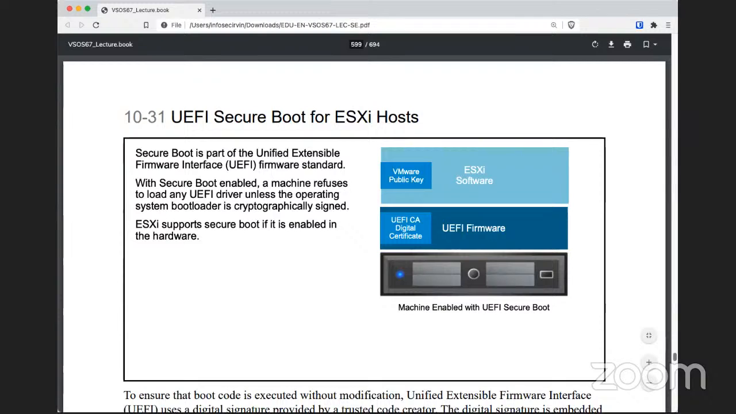Hosts that have UEFI, make sure that that is running with secure boot. ESXi supports secure boot. So you can enable that to prevent an attacker from physically connecting to the system, rebooting and running something like Kali Linux or Parrot OS off a USB. It won't allow it.